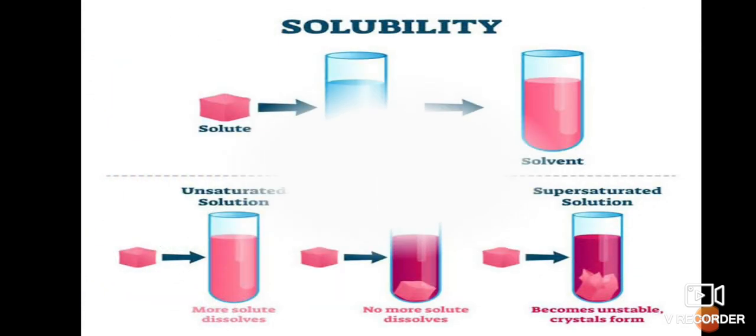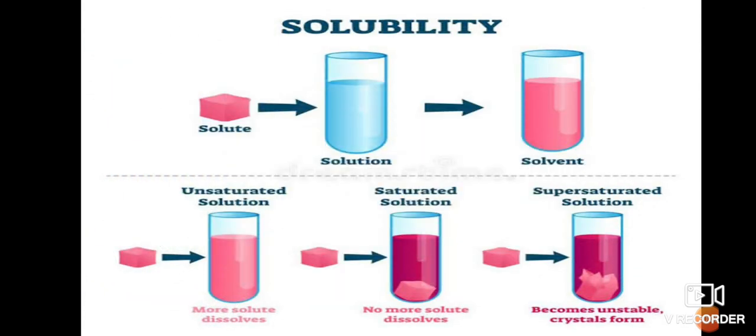now we have to discuss solubility by using this picture. See, a solute, by adding to the water, becomes a solution. So here three types of solutions are there: saturated, unsaturated, supersaturated. Saturated means a little amount of salt has been added to that solvent. Means a particular amount is added to that solvent.